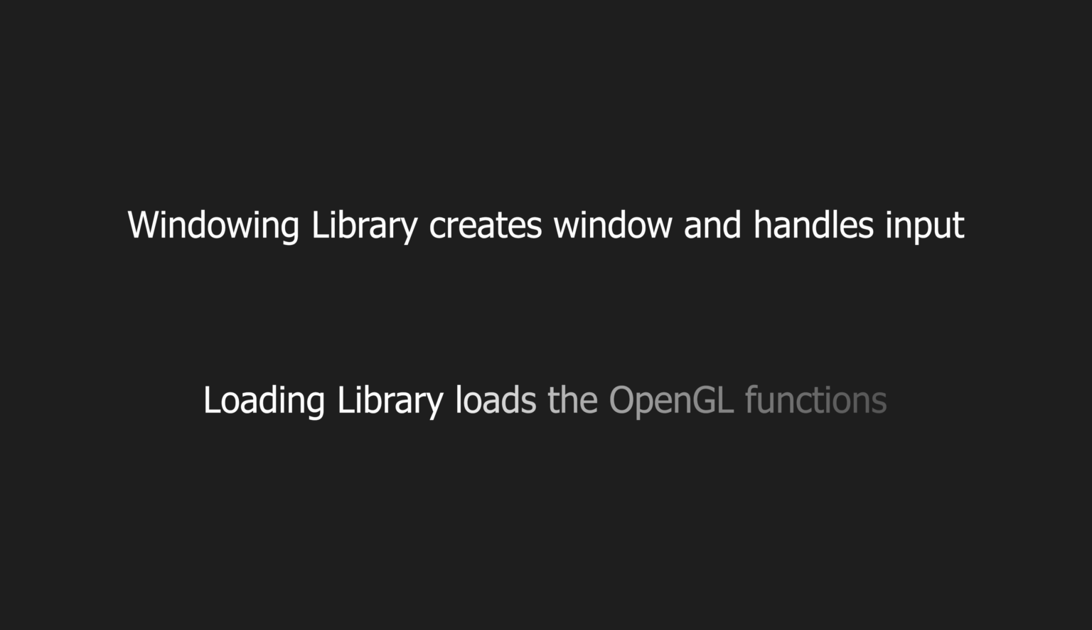Now, before we create our project, we need to choose a windowing library and an OpenGL loader. A windowing library is responsible for creating a window and handling input, while an OpenGL loader is responsible for loading the OpenGL functions. You can use the built-in OS library as the windowing library, but I highly recommend using GLFW as not only is it cross-platform, it is also very easy to use. And as for the loading library, we'll be using GLEW.